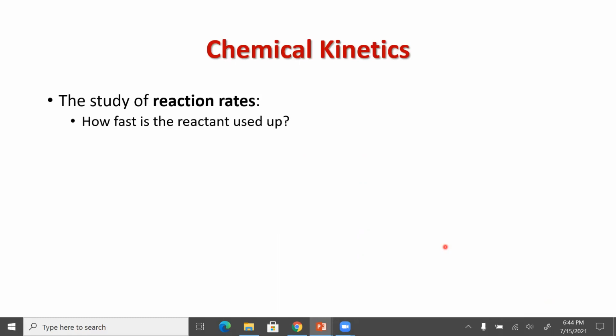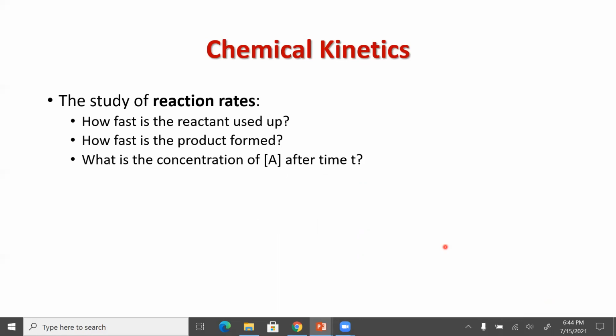Okay, it answers questions like how fast are reactants used up? Or how fast are products produced? Or maybe we know the initial concentration of the substance and we want to find out what the concentration of that substance is after a given amount of time. All of that is incorporated into what we call kinetics or chemical kinetics.